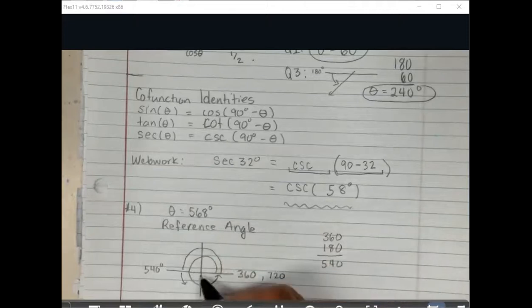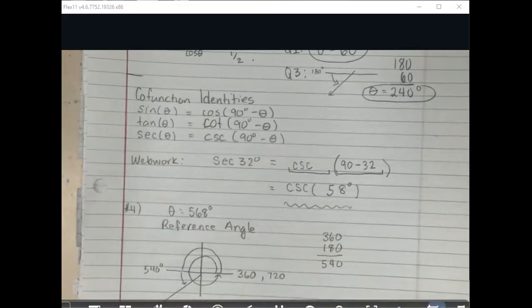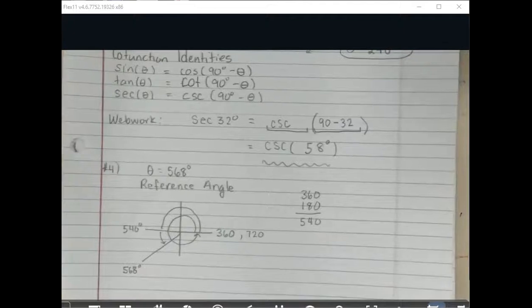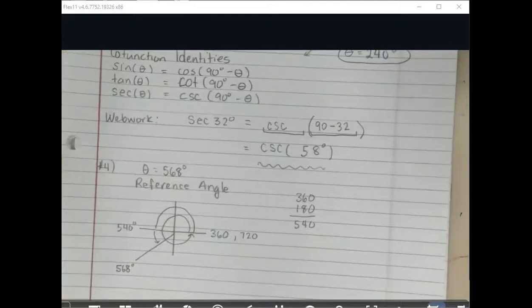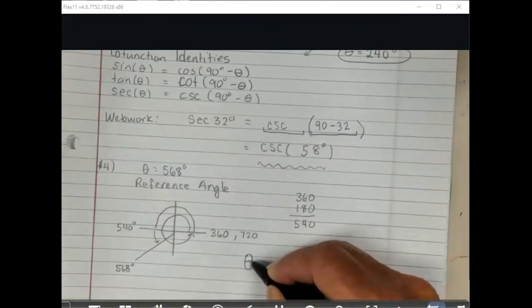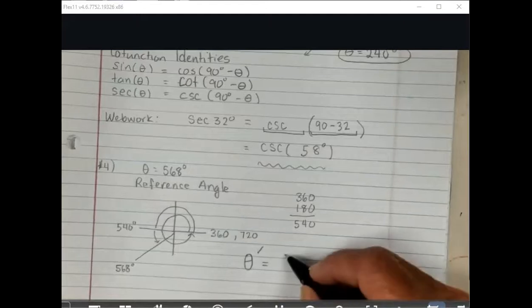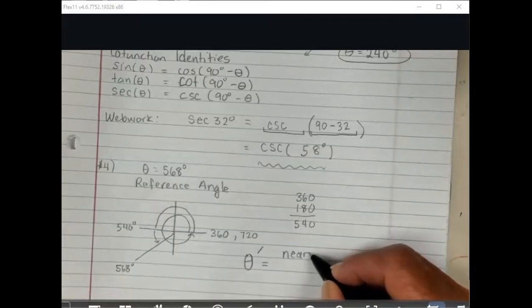That amount of distance that I'm going further is the reference angle. You always measure the reference angle from the nearest x-axis. So here our nearest x-axis was the one that was the 540 degrees. So in this example, the reference angle is 568 minus 540. I denote the reference angle as theta prime. So make sure you go to the nearest x-axis.